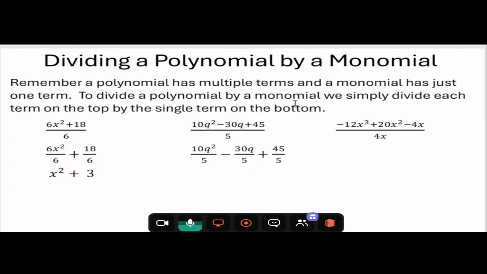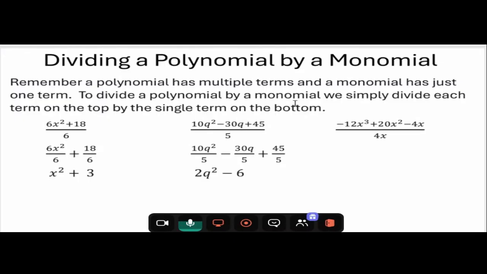Okay, so let's take a look here. In the first term, 10q squared divided by 5. 10 divided by 5 is 2. And then there's a q squared with it. Minus 30q divided by 5. 30 divided by 5 is 6. Then there's a q with it. Plus 45 divided by 5 is 9. So just like that. Now let's take a look at this third one.